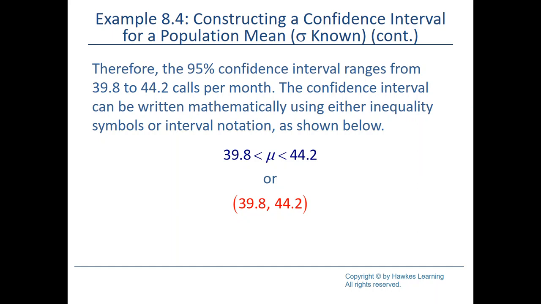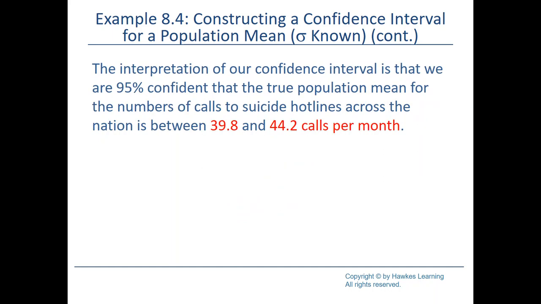Again, there are two different ways to write it. By shorthand, it's 39.8 is less than our mean, which is less than 44.2, or I can write it in interval notation, which is parentheses 39.8 comma 44.2, closing those parentheses. If I were to write it in a sentence, the interpretation of our confidence interval is that we are 95% confident that the true population mean for the number of calls to a suicide hotline across a nation is between 39.8 and 44.2 calls per month.